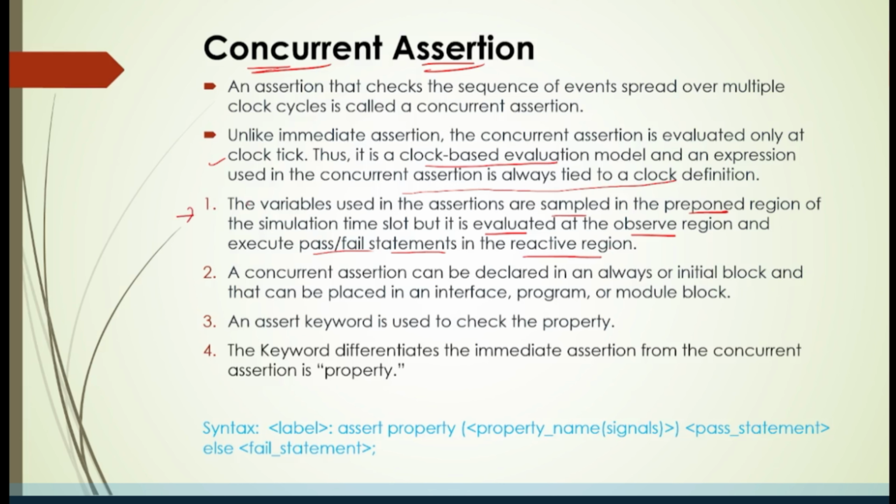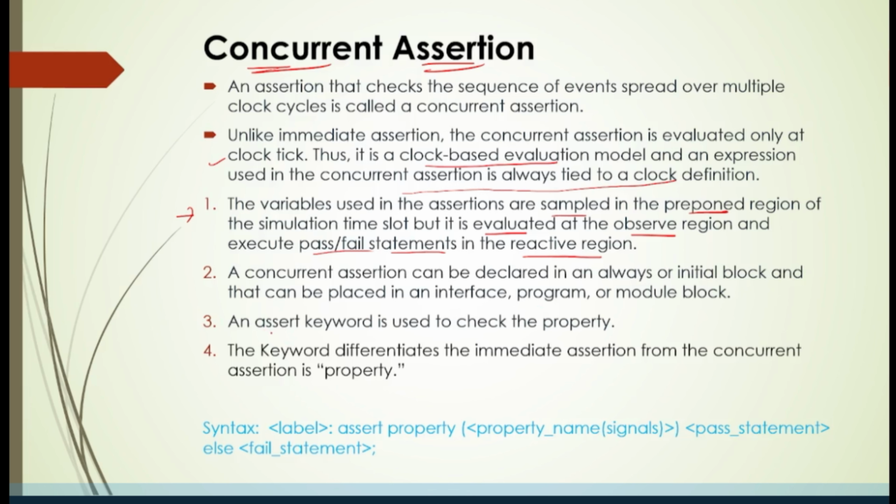This is most frequently asked in interviews: where concurrent assertions are sampled, where they are evaluated, and where the pass or fail statements are executed. Now, concurrent assertions can be declared anywhere assertions can. In the previous session, I told you that you can write assertions in both RTL as well as the test bench. Similarly, you can declare concurrent assertions in always blocks and initial blocks, and in an interface, module, or program block. You can insert these concurrent assertions everywhere.